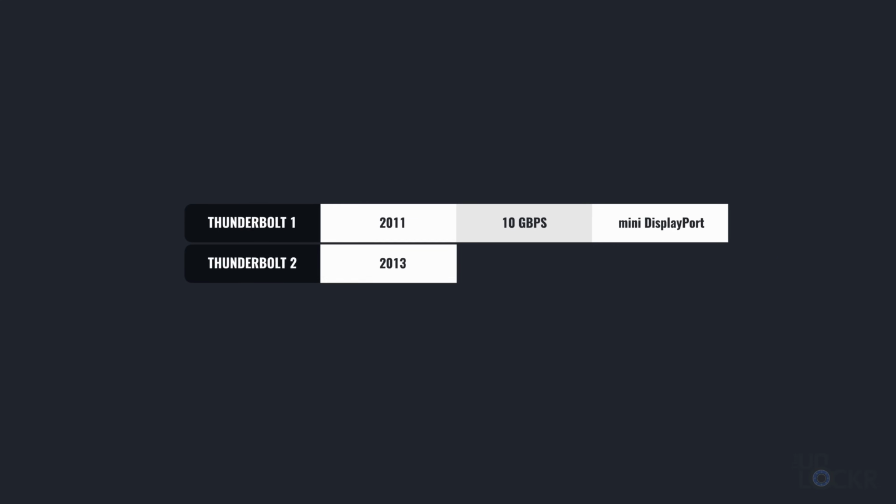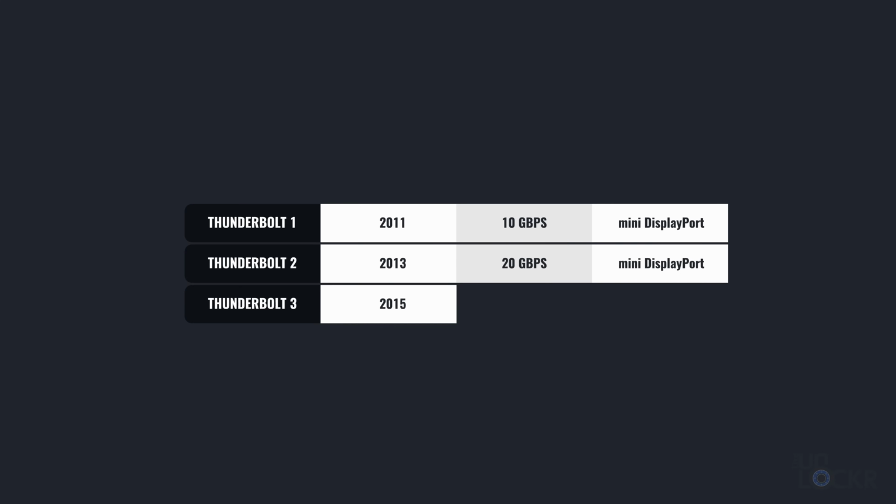In 2013, Thunderbolt 2 was introduced and the speed was doubled to 20 gigabits per second. Then in 2015, Thunderbolt 3 doubled it again to 40 gigabits per second, but also changed the connector from mini DisplayPort to the now becoming much more universal USB-C.